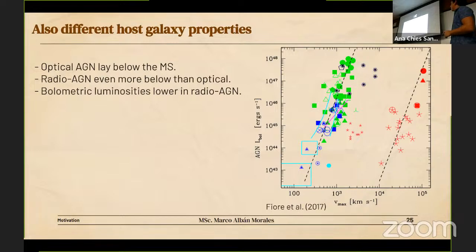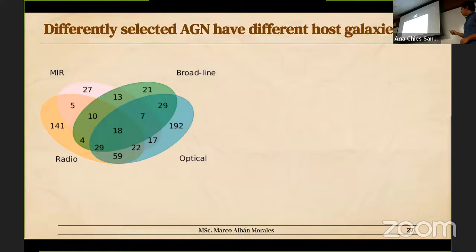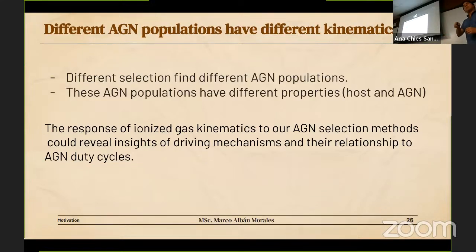And last but not least, ignore the red points. This is molecular gas. For ionized gas, we see a sort of correlation between the volumetric luminosity of the AGN and the maximum, I think in this case, for this paper, it was actually a velocity width. So the velocity width of the ionized gas scales with the volumetric luminosity of the AGN, which is also important to take into account because this can generate differences in the width that you're trying to study from the kinematics. So basically, I'm trying to emphasize that different selection techniques can find AGN that have different properties and that are in different host galaxies. And the response of the ionized gas kinematics to these different selection techniques could maybe tell us about the driving mechanisms, and maybe there's a connection also to the AGN duty cycles.